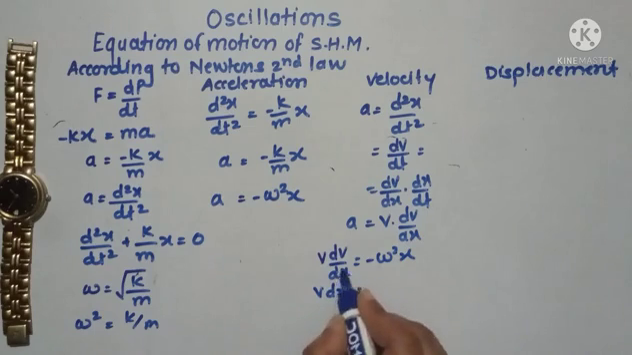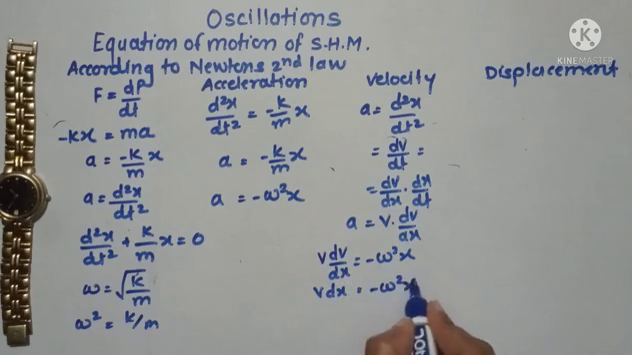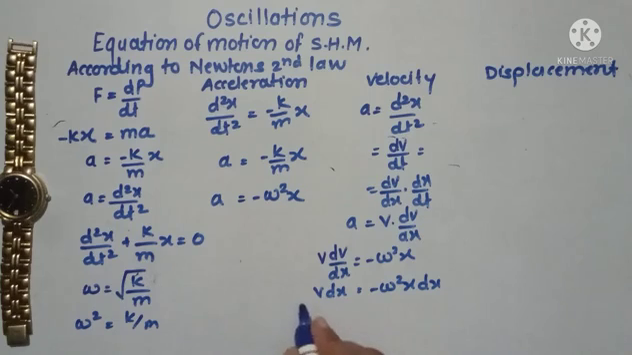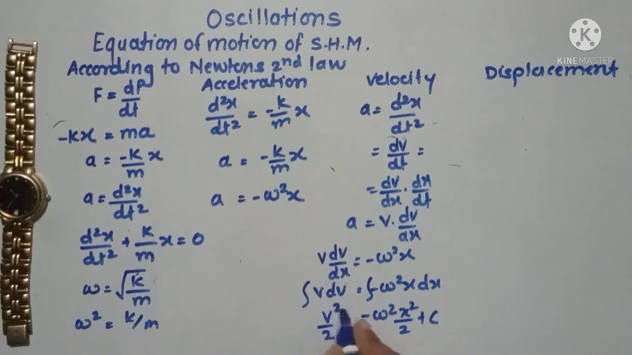If I take this dx on the right hand side, and integrate this equation, taking integration on both the sides, we are going to get, oh, it will be v dv, not dx. Okay, so we are going to get v square upon 2 is equal to minus omega square, that is a constant term, x square upon 2 plus c.